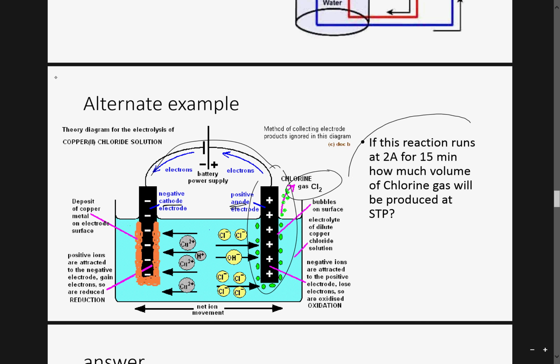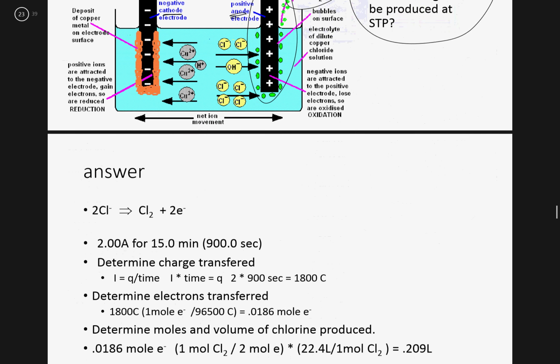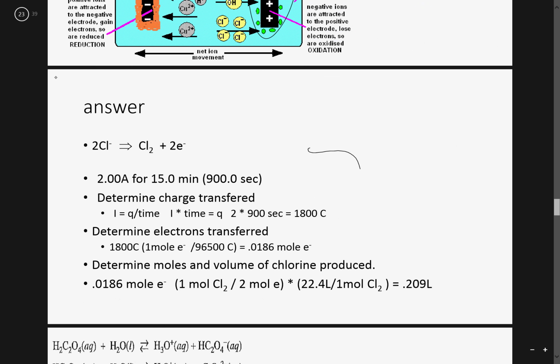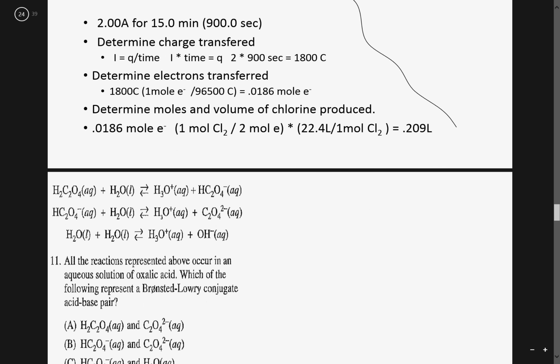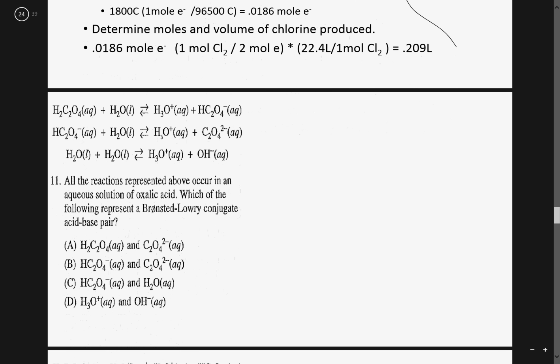So my question is this: if a reaction runs for 2 amps, 15 minutes, how much volume of chlorine gas will be produced at STP? All right, and here's the math on this, and I'll let you just take a look at this if you'd like. Some typical questions we have here.